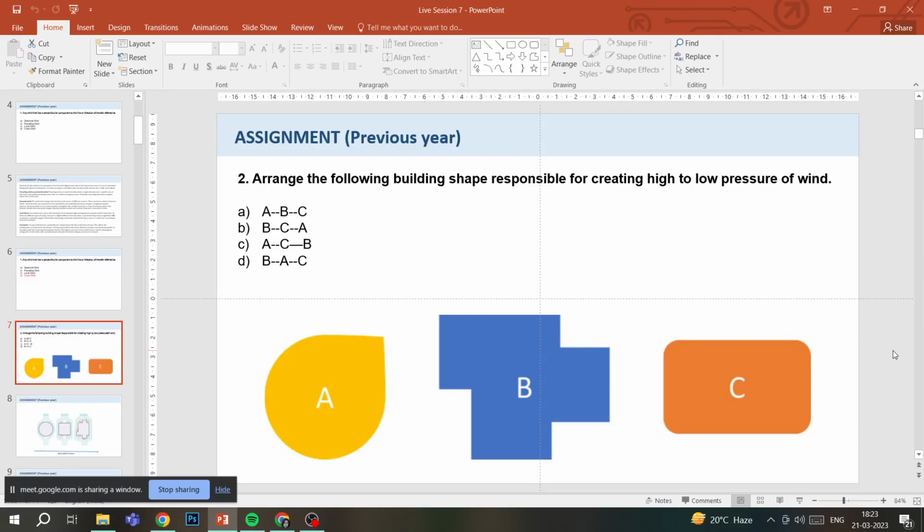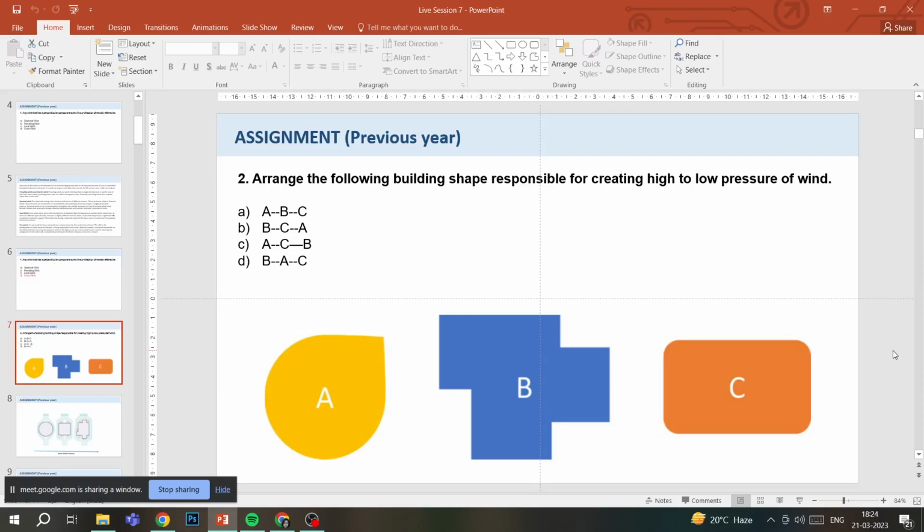Now we have to see which is next. When we see the figure C, although it's not a complete rectangle, it has some curved edges, because it still has four faces, and it still has a rigid fixed surface, it will also have some eddies form at the edge of that surface.